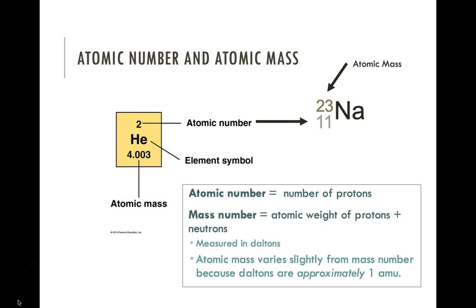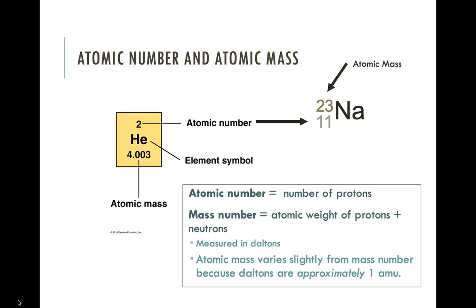Helium has an atomic number of 2. The atomic number is equal to the number of protons. So the number of protons is really what defines an atom. If you change the number of protons, you get an entirely different atom. This is in contrast to neutrons and electrons that can change depending on the molecule.